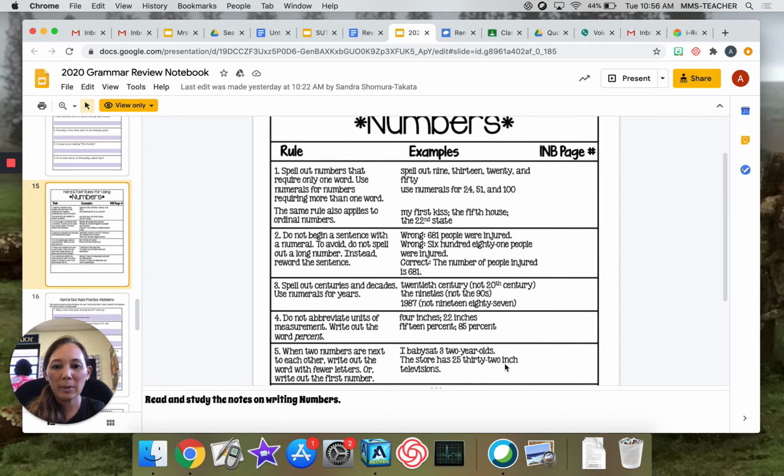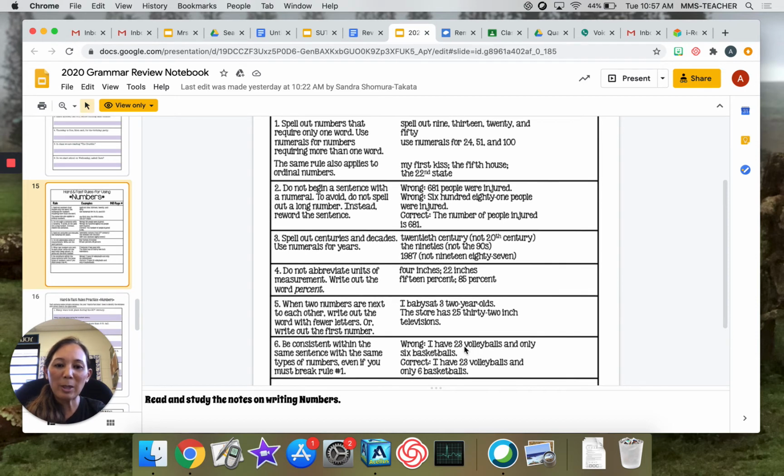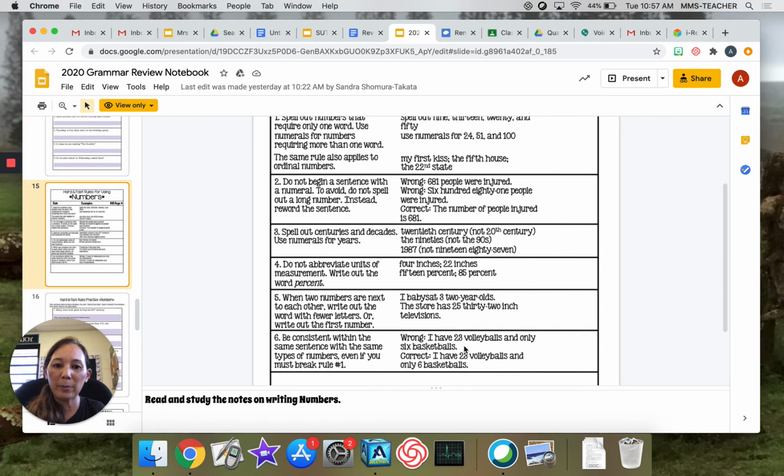Okay. Number 5, when two numbers are next to each other, write out the word with fewer letters, or write out the first number. For example, I babysat 3 2-year-olds. Another example, the store has 25 32-inch televisions.